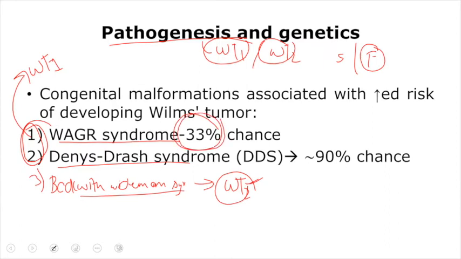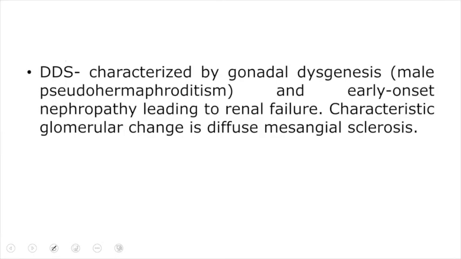So let us talk about the next syndrome, which is known as Denys-Drash syndrome. The next syndrome is known as DDS, also known as Denys-Drash syndrome. As I have already said, in Denys-Drash syndrome there will also be mutation in the WT1 gene, which is located on chromosome number 11, as I have already discussed.